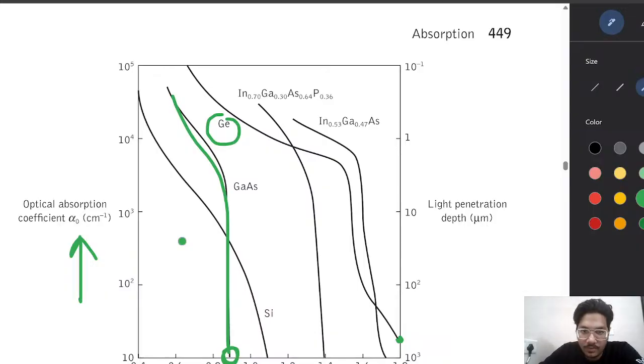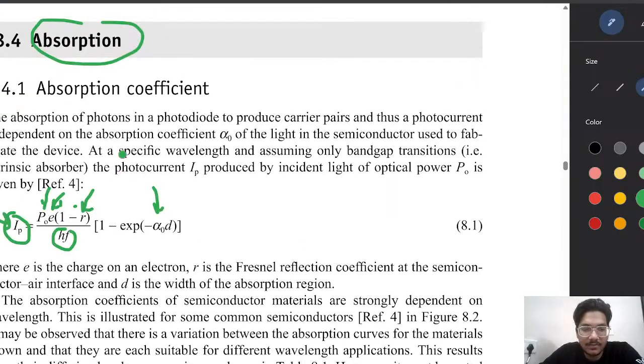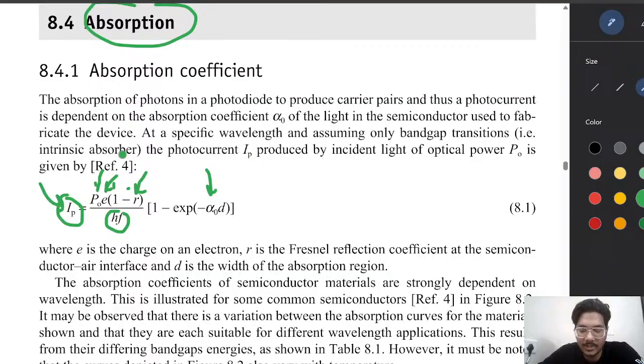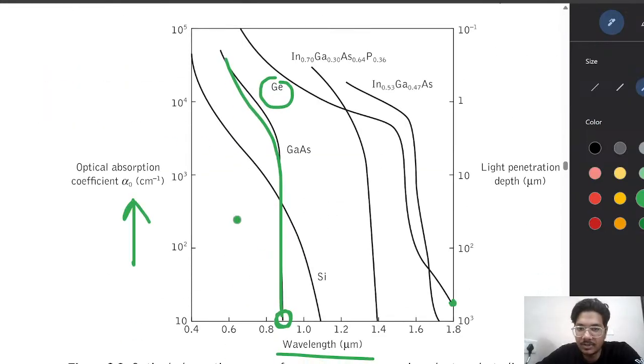And the photocurrent for intrinsic, that formula is given as I_p equals the quantum efficiency times (1 minus R) over hf, times (1 minus exponential of minus alpha_0 d). So alpha strongly depends on the wavelength and band gap. High alpha means strong absorption and high sensitivity. Alpha determines the usable wavelength region. Absorption characteristics differ for silicon, germanium, gallium arsenide, and indium arsenide. Alpha varies with the temperature.